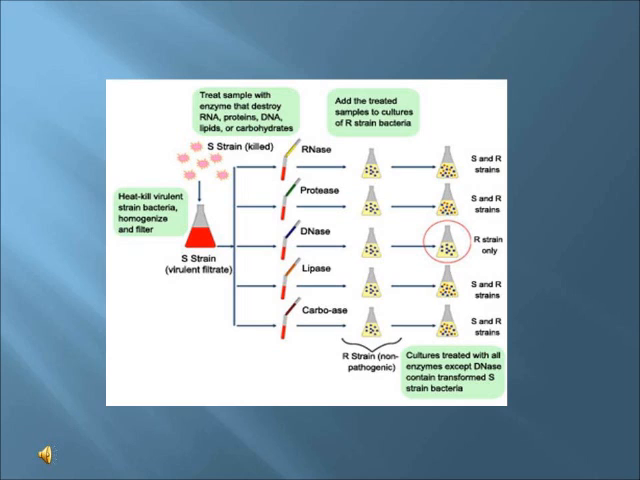When the extract was treated with DNase, it lost its ability to convert type R into type S bacteria. This means that the destruction of the DNA in the extract by DNase prevented conversion of type R to type S. This is consistent with the hypothesis that DNA is the genetic material. They successfully identified DNA as the transforming principle responsible for specific characteristics of bacteria.